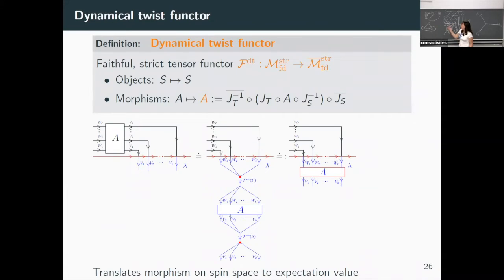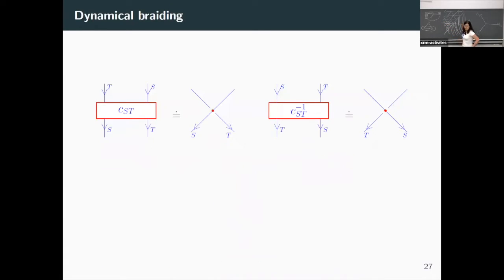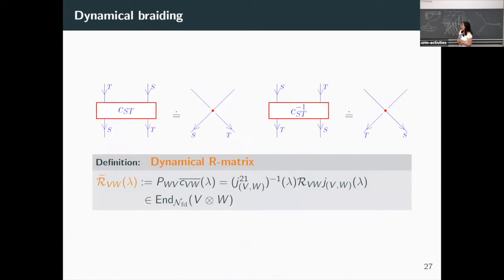So this gives rise to a way of translating morphisms on the spin space, so on the black lines, to morphisms on the expectation value. So for example, one can do this with the braiding. For braidings, if you have dynamical braidings, we will just depict them as braidings, as overcrossings or undercrossings, but with these additional red dots to visualize that they are dynamical versions. And so with this one can construct a dynamical R-matrix.